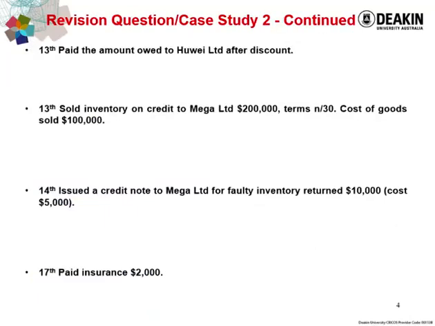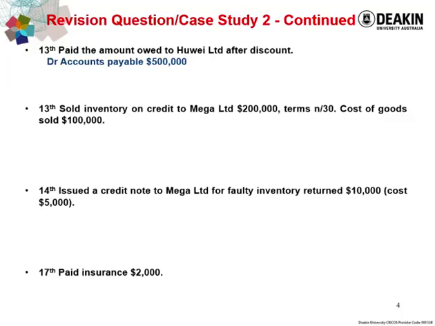On 13th, we paid the supplier Huawei Limited. We paid within 10 days, so we are entitled to the discount. To fully reduce the amount we owe, we debit accounts payable $500,000, but we do not pay the full amount because we are entitled to a 2% discount.